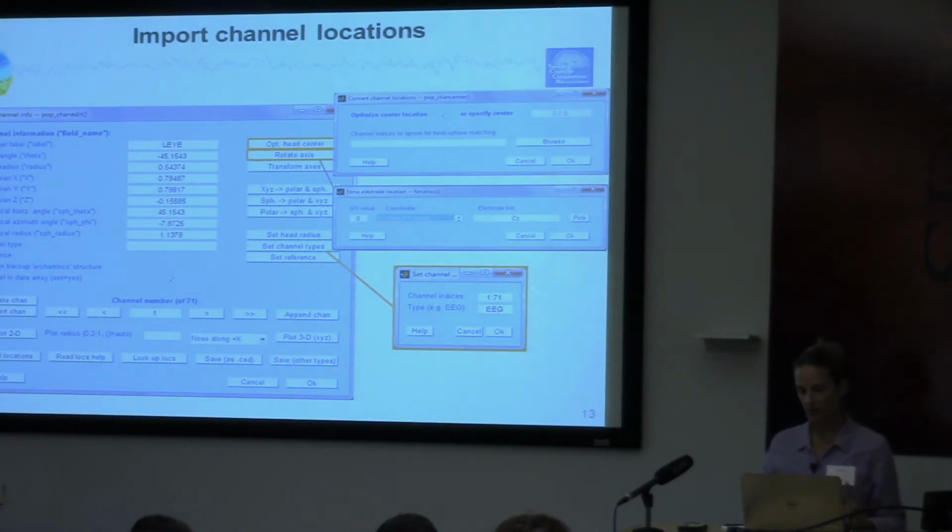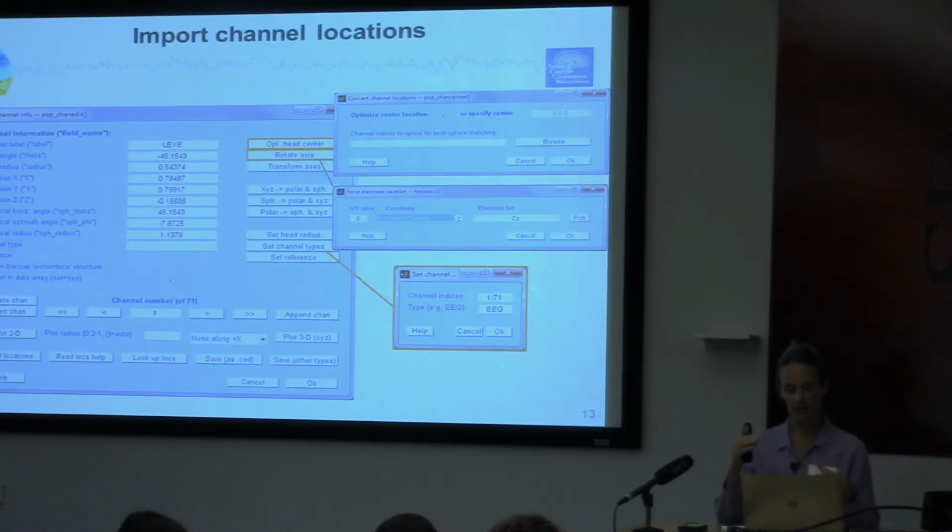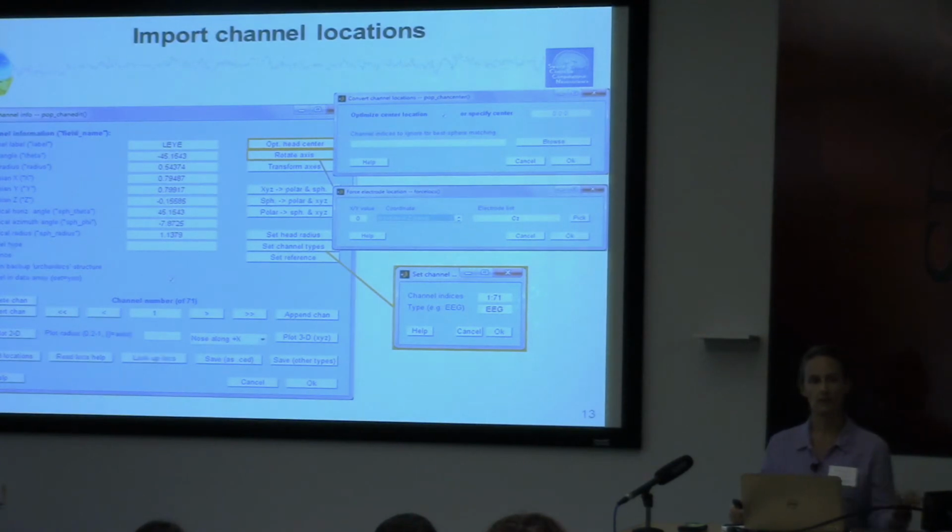Another option is to set the channel type. This is sometimes handy if you have something like a heart electrode or EMG or some other signal in your EEG data file, but it's not actually on the scalp. This is handy for running ICA later, because ICA will only look at EEG channels, and if you label it as something else, it will ignore it. The type would show up in this last field.